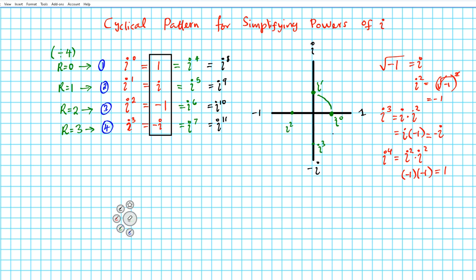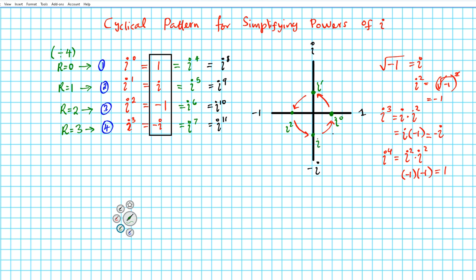So why do we say it's a cycle? Well, it's because when we finish the first cycle, you go from i to the 0, which is 1, to i to the 1, to i squared, which is negative 1, to i to the third, which is negative i, and then back to i to the 0th power. So that's the first cycle. Guess what? We can continue going on and on.